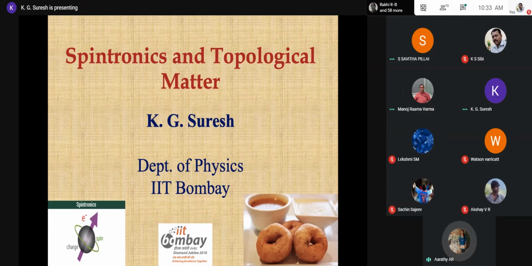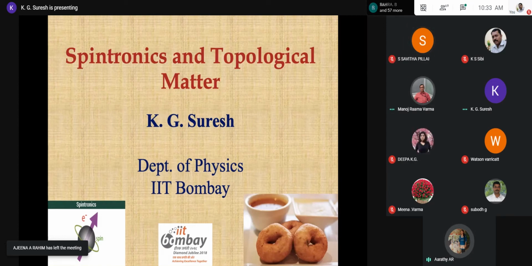Good morning, all. Honorable speaker of the day, Professor K.G. Suresh, our beloved Head of the Department, Dr. CBKS, respected faculties and dear participants. Today, we all are here to attend the talk of Professor K.G. Suresh, Head of the Department of Physics, IIT Bombay, on the topic spintronics and topological matter. Now, let me speak a few words about him.